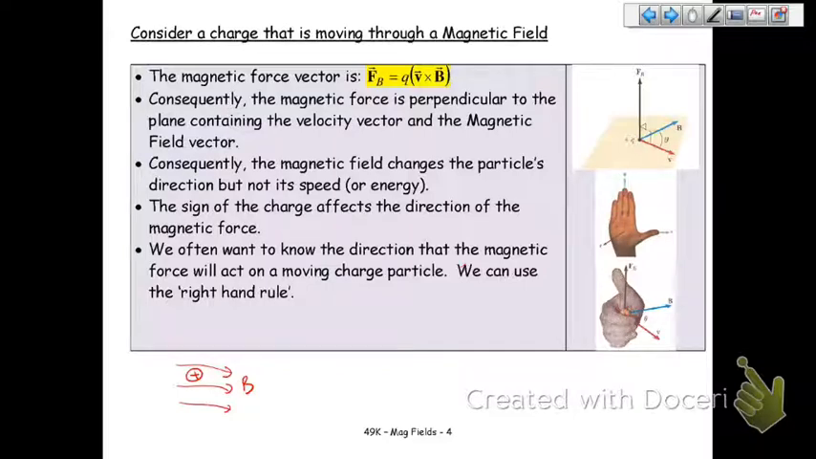What's this? Magnetic field, north to south. What's that? Pain. Caused by a force. Forwards. So with this one, you put your thumb in the direction of the motion, you do your fingers in the direction of the magnetic field, and your palm points in the direction of the magnetic force.